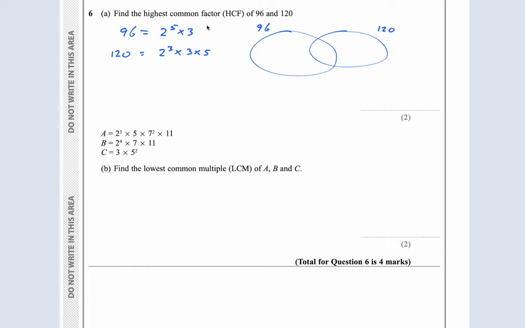What is common? Well, there's a 3 that's in both. And then there's a 2 cubed here and a 2 to the 5 here, which means the common is the 2 cubed. I only need the intersection, guys, so I don't even have to bother doing the rest of it. So the highest common factor is 2 cubed times 3, which is 8 times 3 is 24. So obviously write down the answer, which is 24.